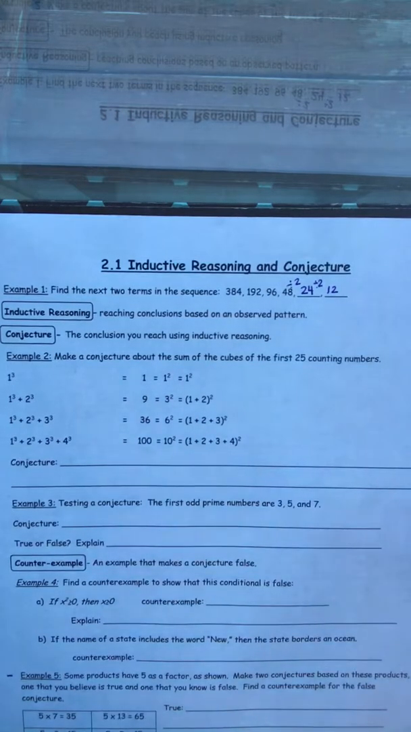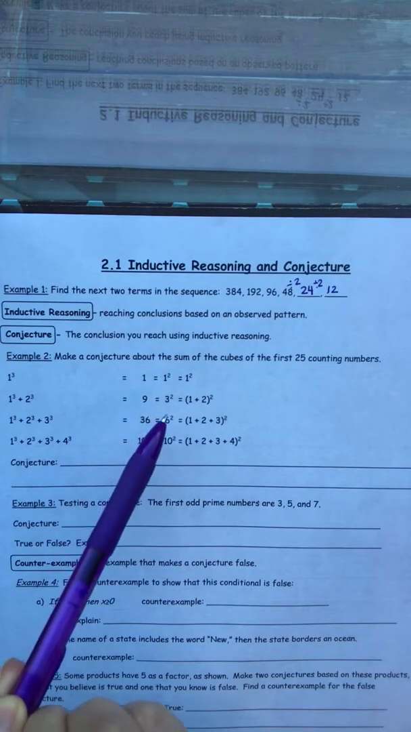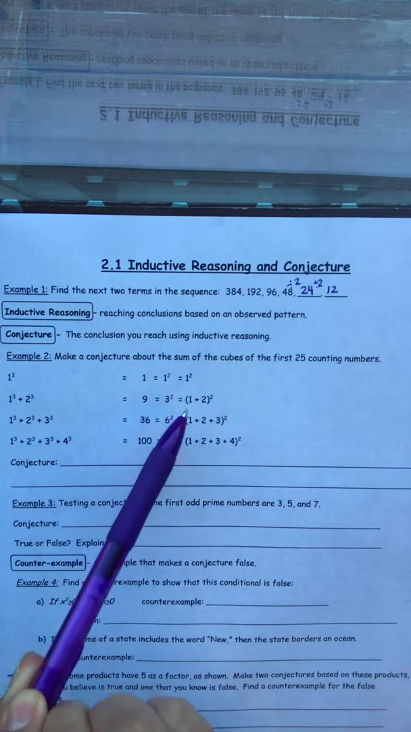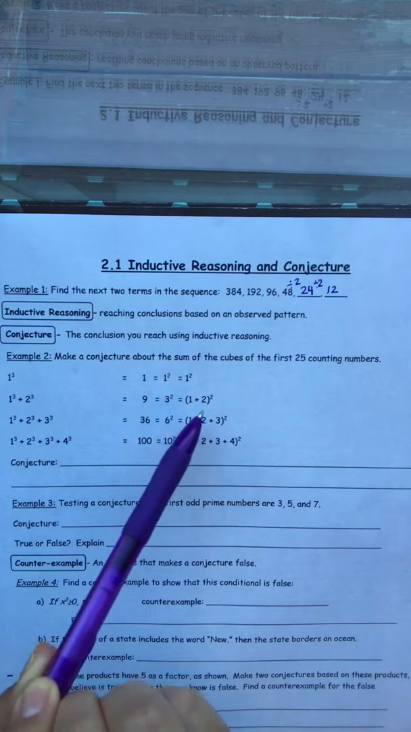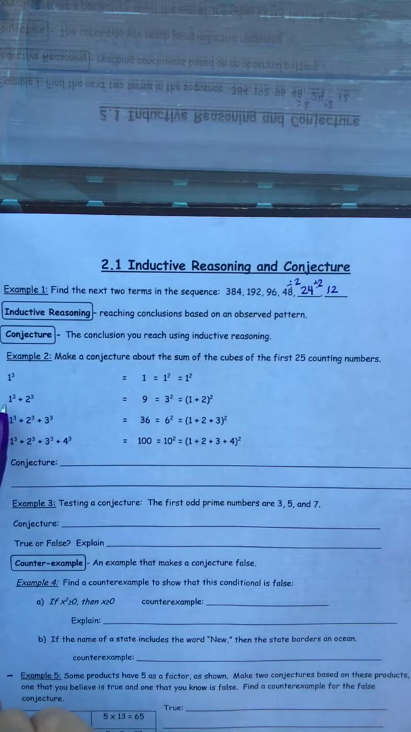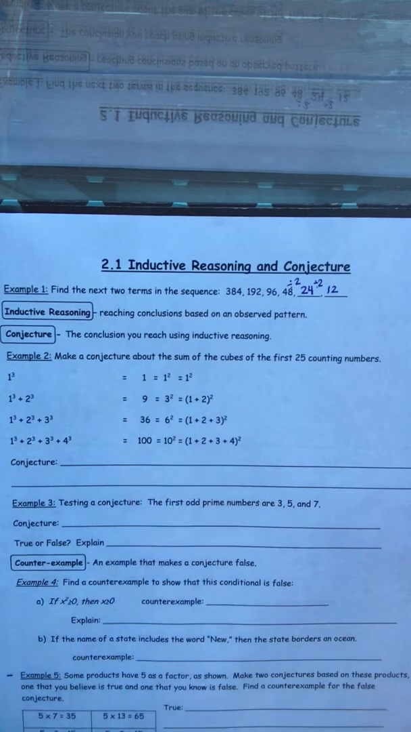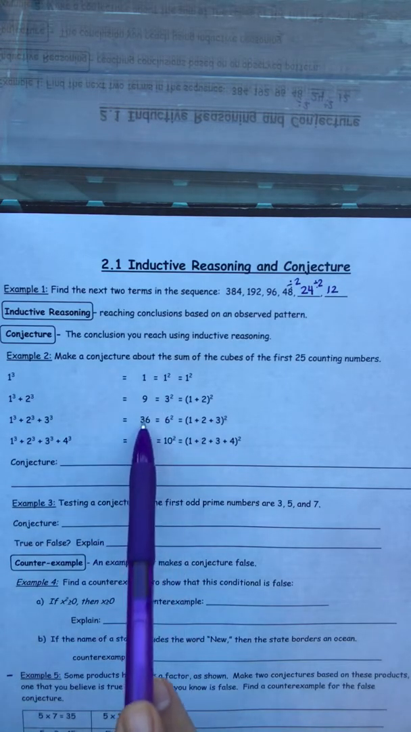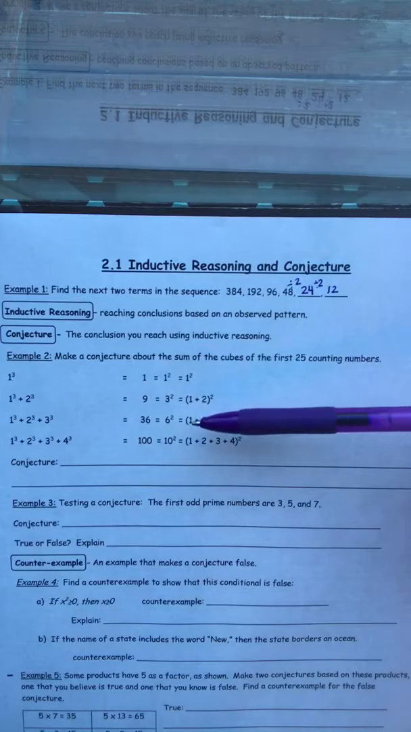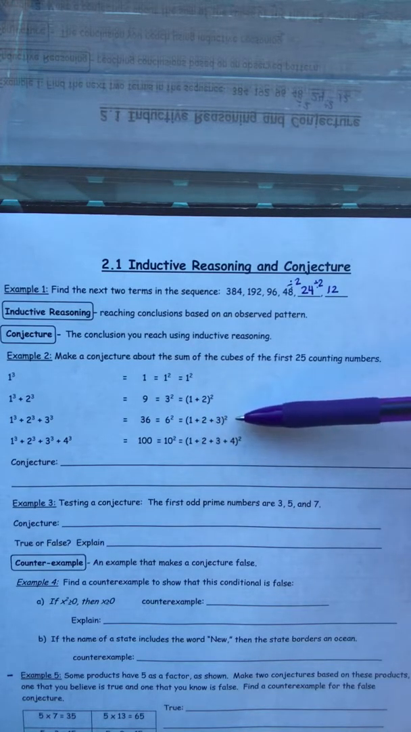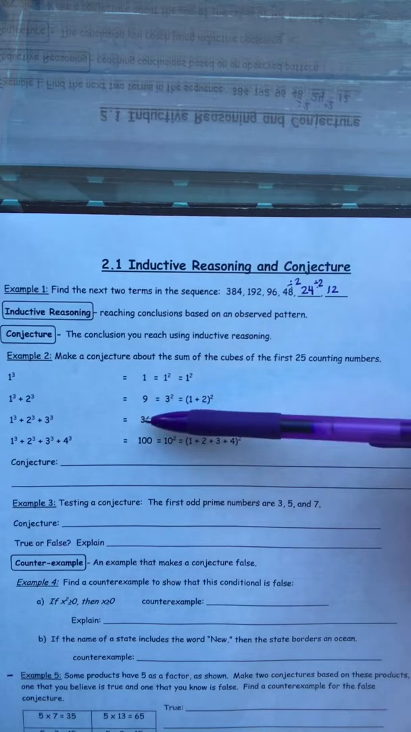Let's look at the second line. 1 cubed plus 2 cubed is equal to 9, which is the same thing as 3 squared, which is equal to (1 plus 2) quantity squared. So it's almost like they just took the 1 and the 2, added them together, and squared them, and that's how they got to the 9. Looking at this next line, 1 cubed plus 2 cubed plus 3 cubed is 36, which again, going off of that pattern, the sum of 1, 2, and 3 quantity squared is another way to get to that 36.